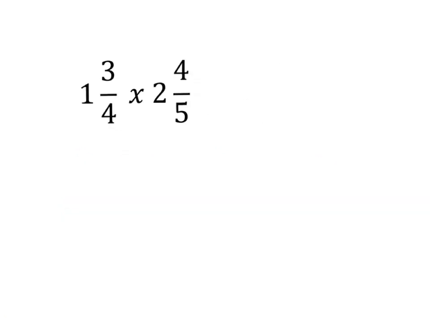This problem can be found on page 284, number 2. Now, to do this again, we have to make both into improper fractions. So 4 times 1 is 4, plus 3 is 7/4, times 2 times 5 is 10, plus 4 is 14. So we have 14, and remember we keep the 5, 14/5. Now we can multiply these because we have two fractions.